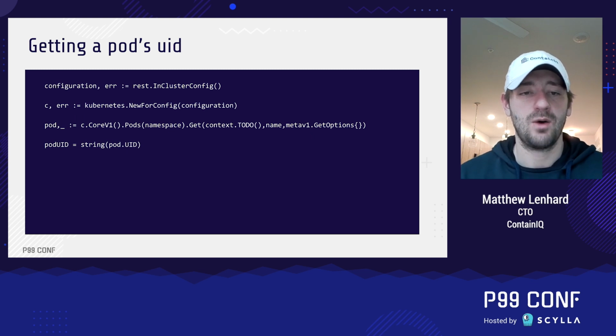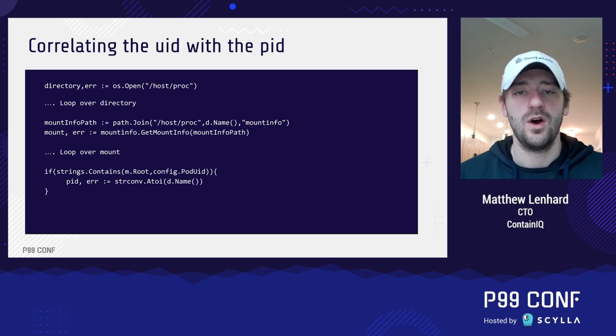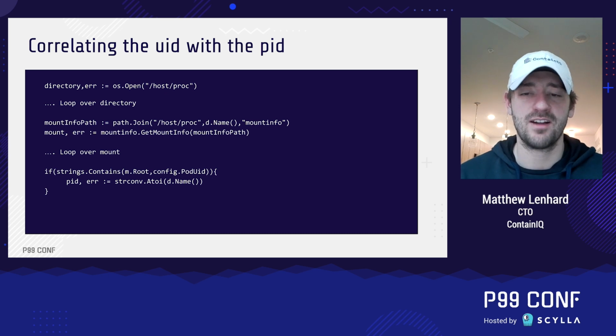Next, we will loop over the proc file system like I mentioned. In this example, I've mounted proc into the /host directory. We will loop through all of the PIDs within the proc file system, look into that mountinfo file. In there, we're going to look for that UID. If we find it, we know that that PID belongs to that pod.